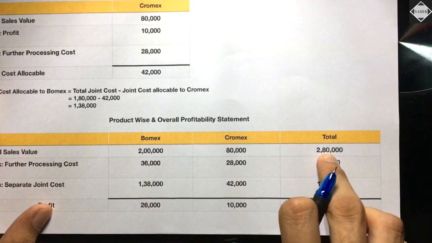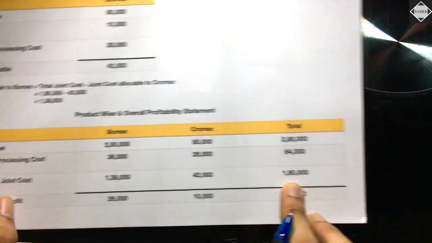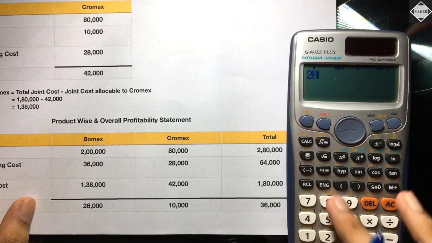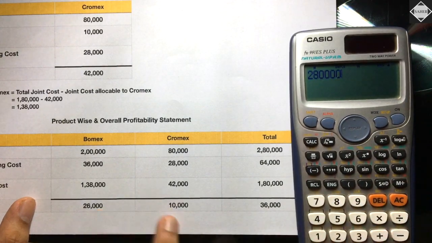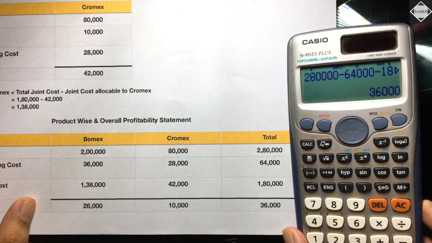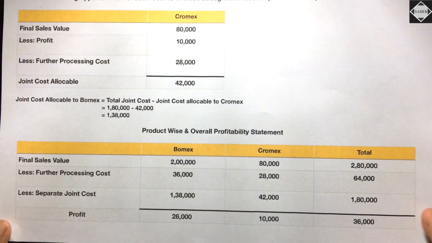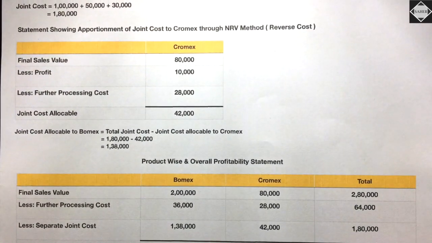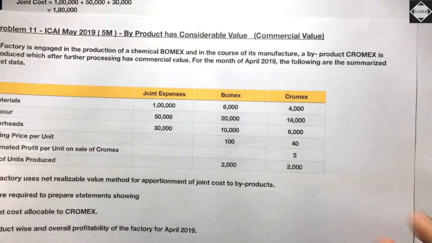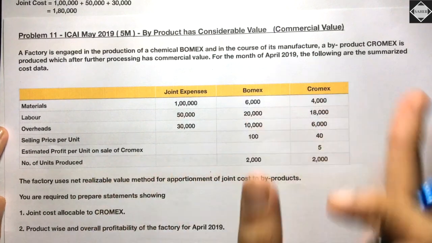And then total is really simple, just add it up. 2 lakh plus 80 is 2 lakh 80. 36 plus 28 is 64. 1 lakh 38 plus 42 is equal to 1 lakh 80. And then just subtract. In total, 2 lakh 80 minus 64 minus 1 lakh 80,000 is equal to 36,000. So this is what you have to do. Really simple and straightforward. The main thing you had to understand here was that on a byproduct we apply reverse cost whenever profit percentages or profit per units are given.